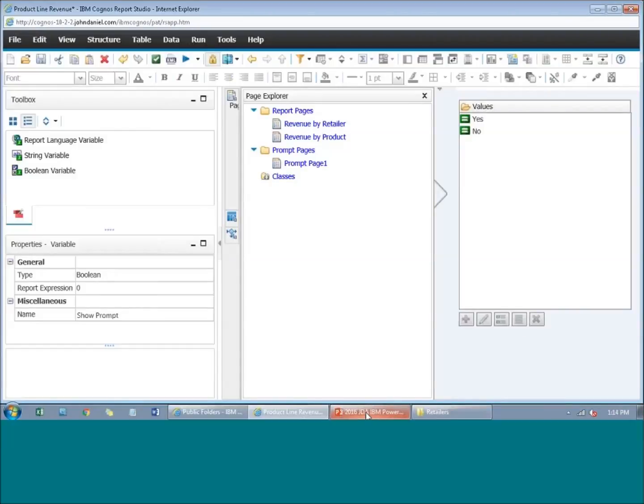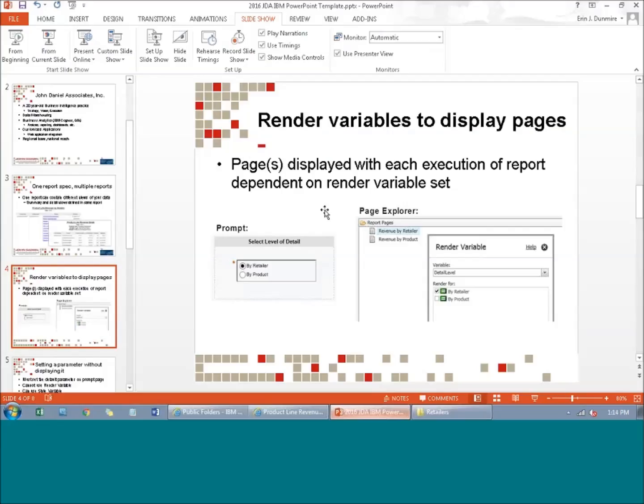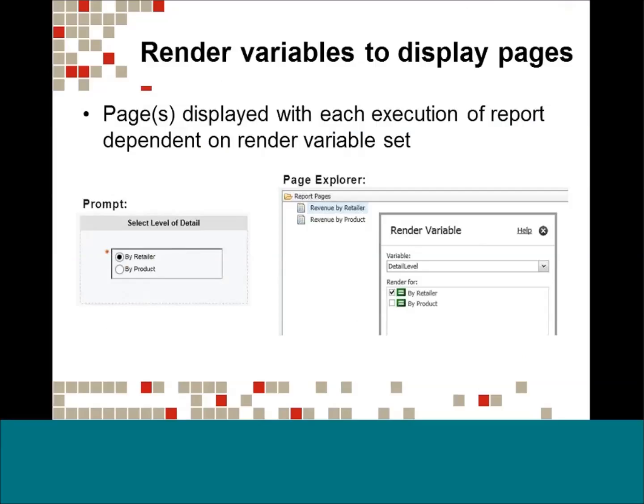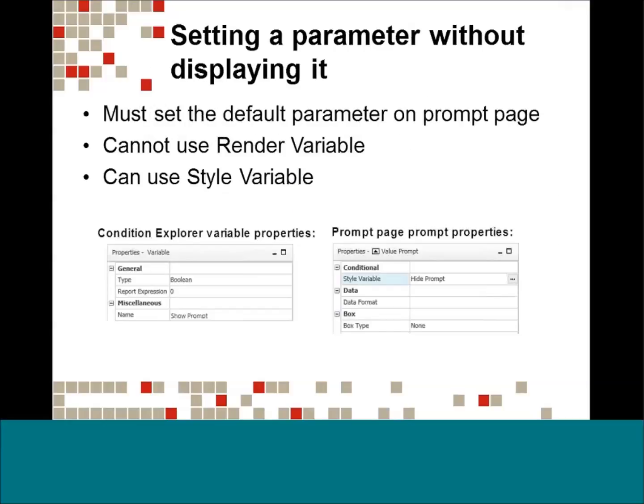I'm going to hop back to PowerPoint for 1 second to go over this slide, setting a parameter without displaying it. You must set the default parameter, which we just did. We set it to summary so that a value is passed to the report from that parameter that you're hiding. You cannot use the render variable when you hide the prompt. We'll go over that, and I'll show you what happens if you do use the render variable.